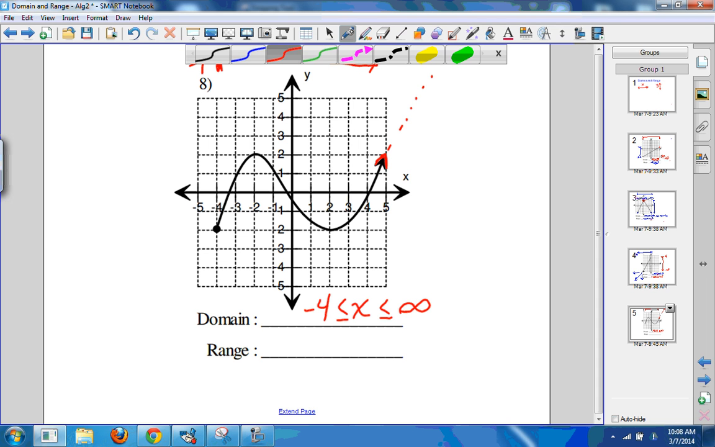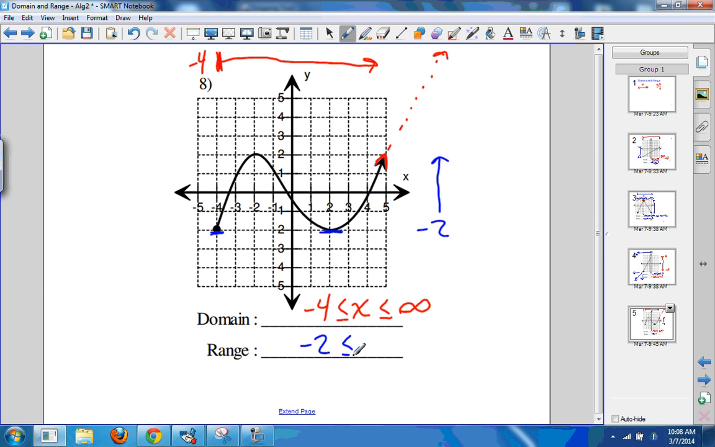And then my range, let's see, the lowest part on my graph looks to be right here and right here. They're both at negative 2. And then this is going up forever. So we can say the range is from negative 2, and it includes negative 2, to positive infinity.